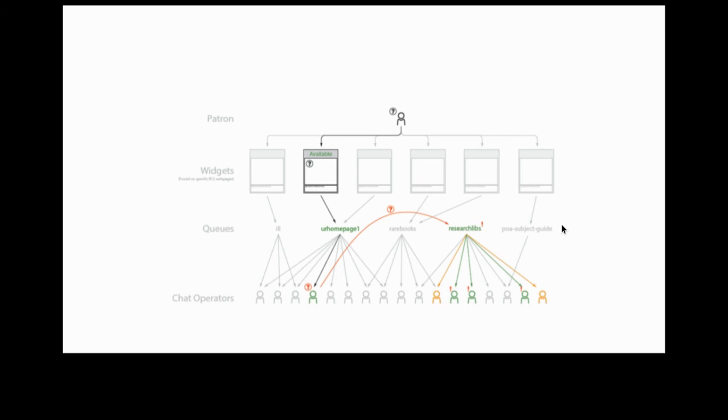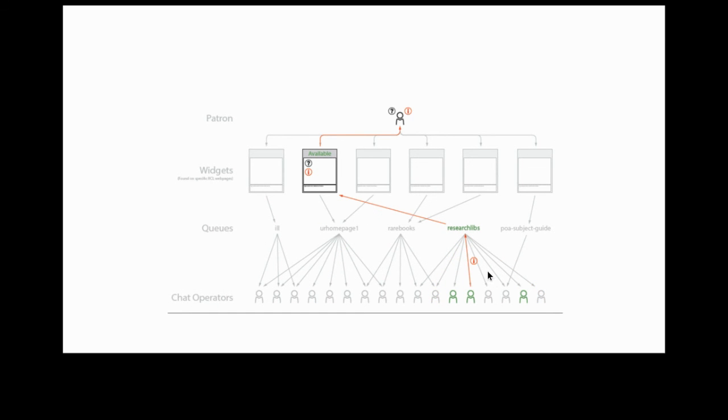So here we are. The transfer has been sent over. A research librarian answers it, and now the research librarian is in the one-to-one conversation with the patron, and you notice the original person who answered it is out of that conversation. So it's always a one-to-one conversation, and that's how a transfer works. That's how it works behind the scenes.